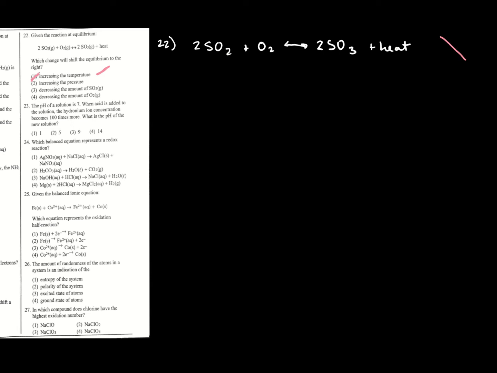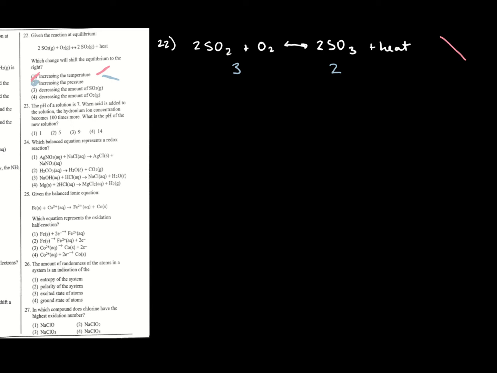Choice 2, increasing the pressure. All of these substances are gases, so let's count the number of moles on each side. There are 3 on the left and 2 on the right. Increasing pressure actually lifts up the left side. So in that case, it's the correct answer, because it's going to shift this way with the ramp looking like that. But let's look at choices 3 and 4 to see why they're not correct.